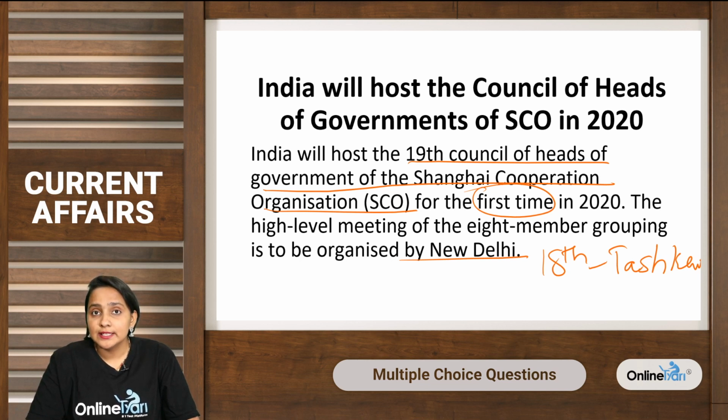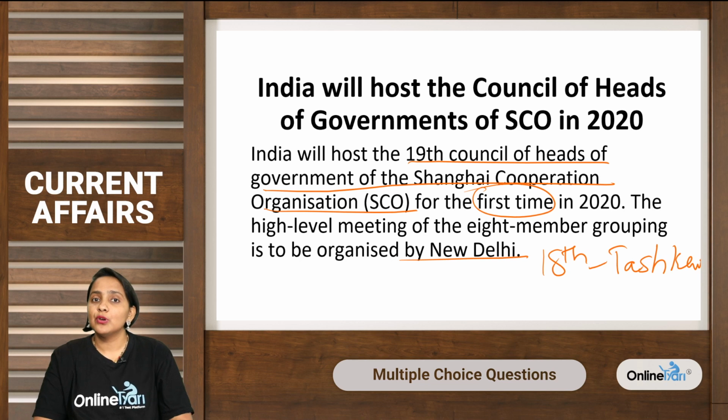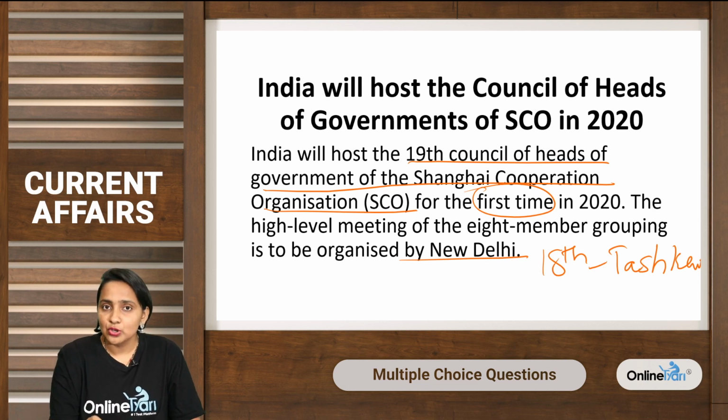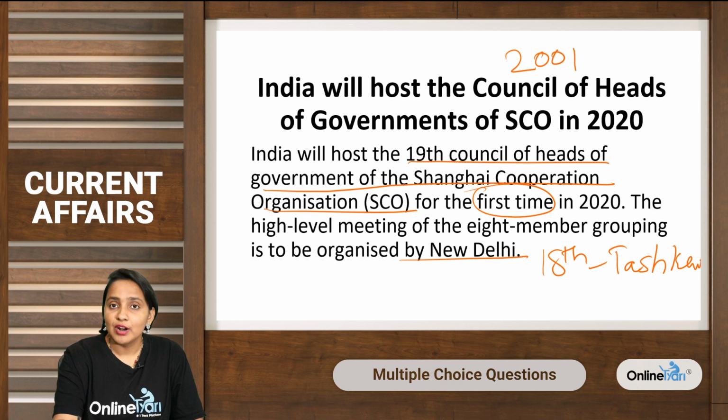In April 1996, at a meeting held in Shanghai, China, Russia, Kazakhstan and Kyrgyzstan along with Tajikistan agreed to cooperate to deal with each other's racial and religious tensions. At that time, this was known as Shanghai 5, because there were only 5 original countries: China, Russia, Kazakhstan, Kyrgyzstan and Tajikistan. SCO was founded in June 2001 in Shanghai.